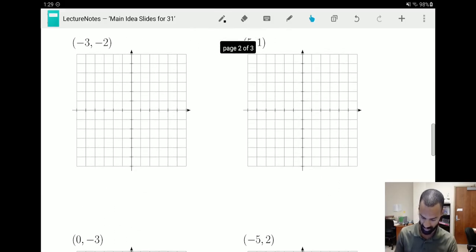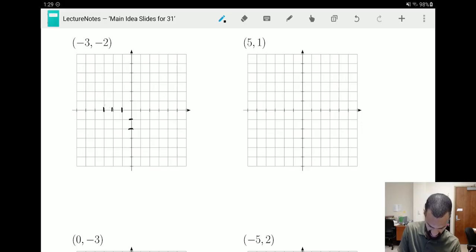So let's do these couple of problems real quick. Let's plot these points. So -3, -2. Well, here is our middle, so -3 is 1, 2, 3. And then -2 is down, so 1, 2. So where does -3 and -2 meet up? Right here. So that's in quadrant 3. So we could say that that point is located in quadrant 3, and this is exactly where it's located.